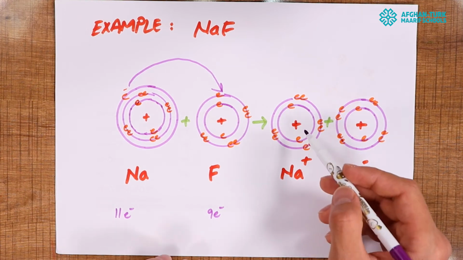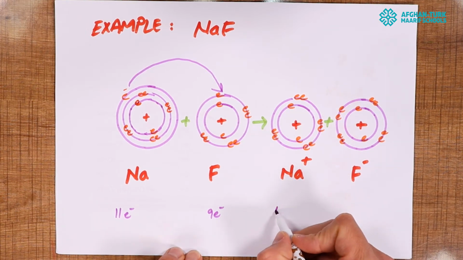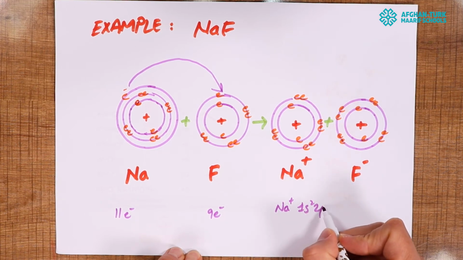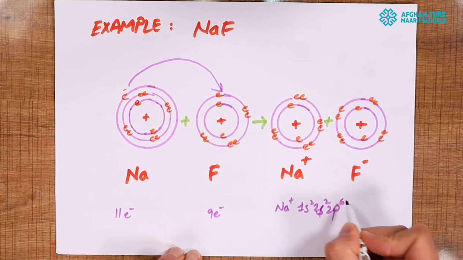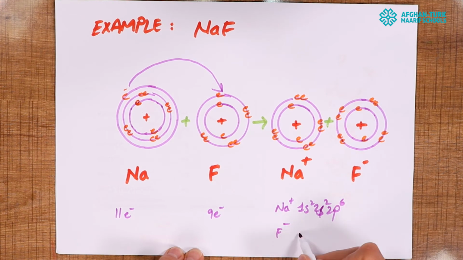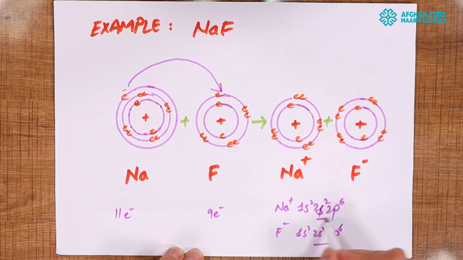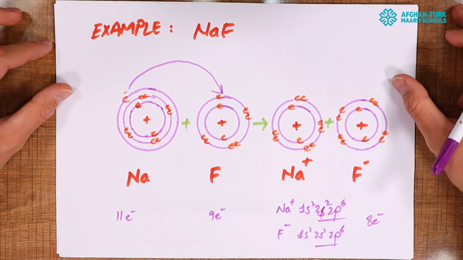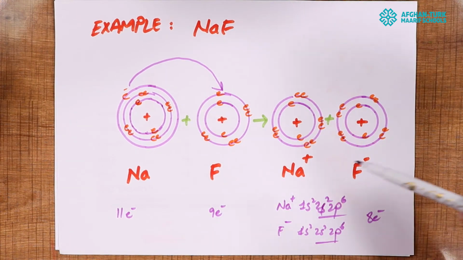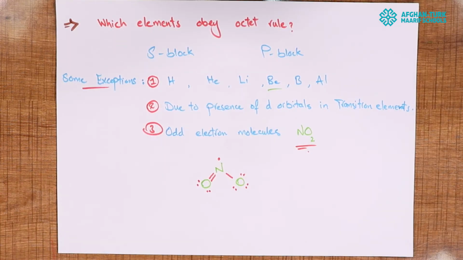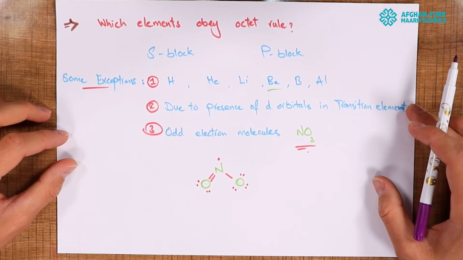Now you can see that the electronic configuration of Na+ is 1s2, 2s2 and 2p6. What about the fluorine ion? F- is 1s2, 2s2, 2p6. Now you can see in the last shell there are 8 electrons. So this was the example of the octet rule in the sodium and fluoride ions. Okay, which elements obey the octet rule?